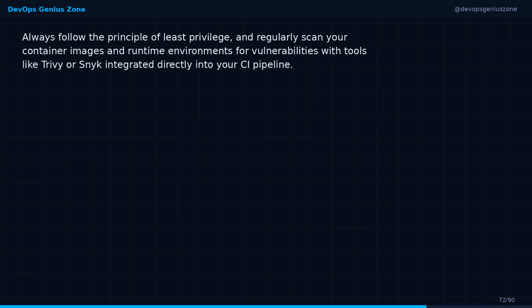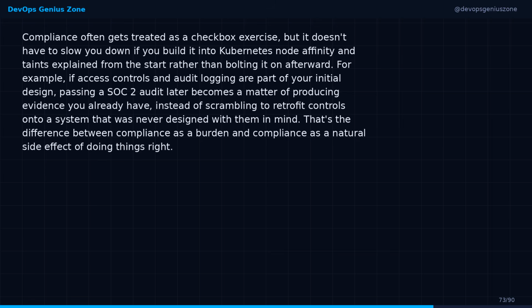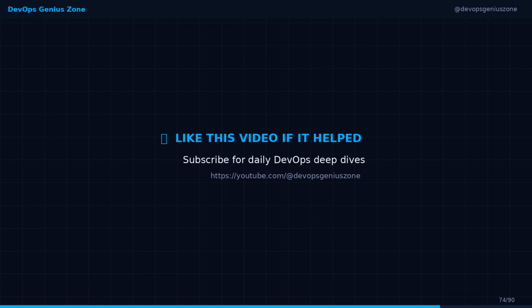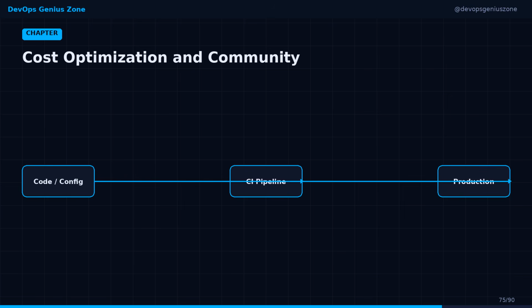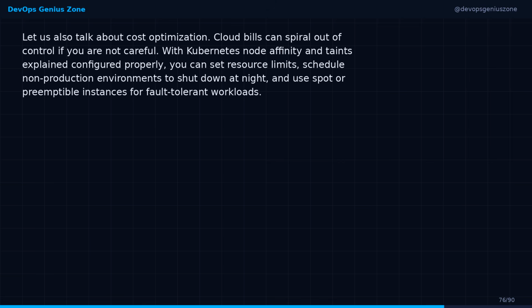Compliance often gets treated as a checkbox exercise, but it doesn't have to slow you down if you build it into Kubernetes node affinity and taints explained from the start rather than bolting it on afterward. For example, if access controls and audit logging are part of your initial design, passing a SOC2 audit later becomes a matter of producing evidence you already have, instead of scrambling to retrofit controls onto a system that was never designed with them in mind. That's the difference between compliance as a burden and compliance as a natural side effect of doing things right.